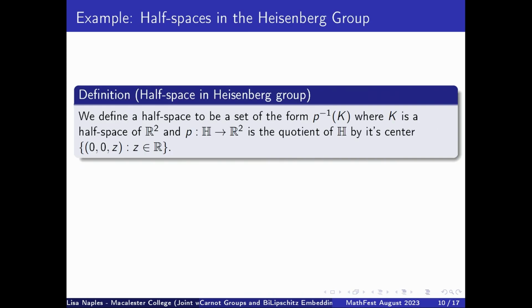If you prefer to think in the Heisenberg group, a half space is defined as follows. We're looking at the inverse image of a set. We can take a set K, which is a half space in R^2, and the map P that goes from the Heisenberg group to R^2, which is the quotient map by the center of H. And then we look at the inverse image of that.